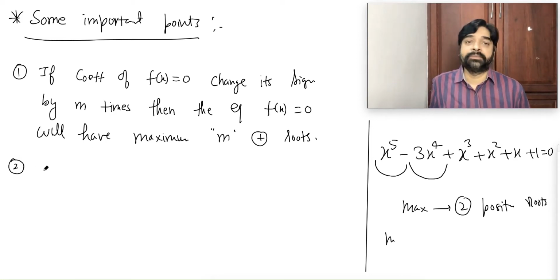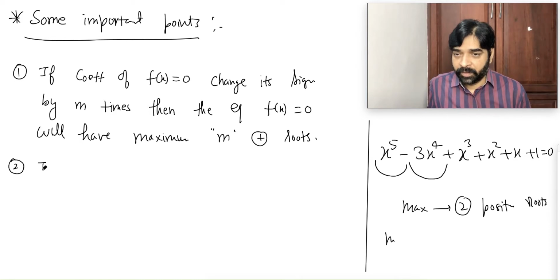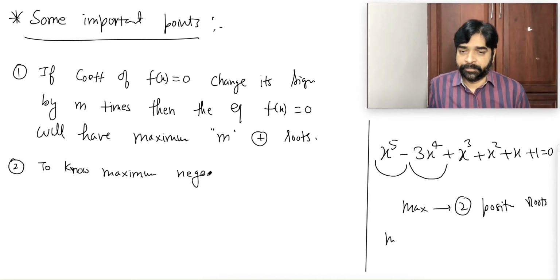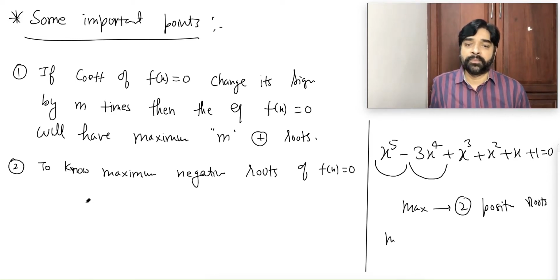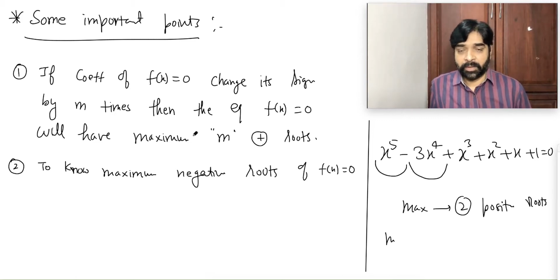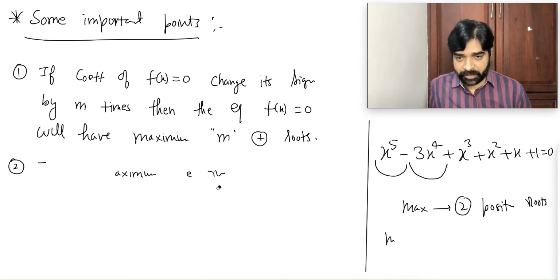Second condition. To know the maximum negative roots of f(x) = 0. I said, wait, to know, please cut it. This writing will otherwise be difficult.